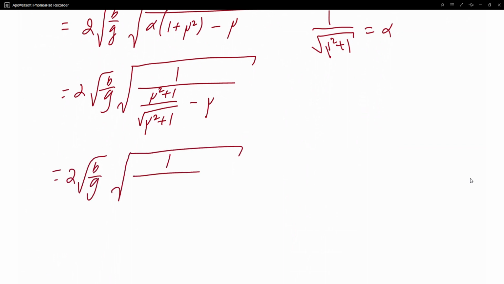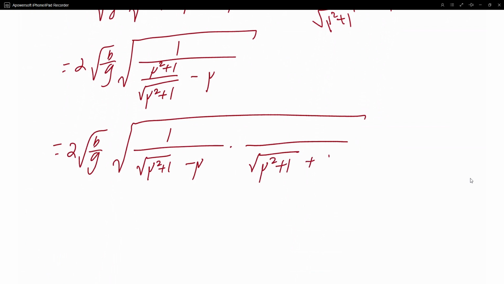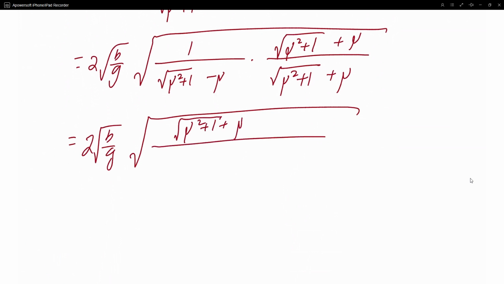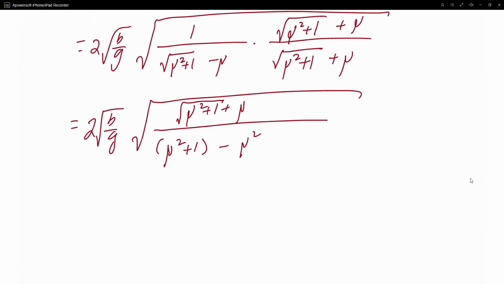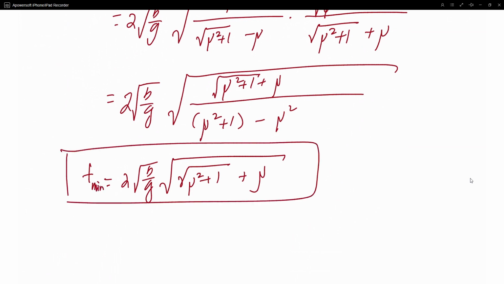We're really close to the solution here. Lastly, let's rationalize the denominator. Because if you notice, we have a treat that's waiting for us. It's going to be a squared minus b squared, which is simply 1. Here we have it, the expression for T minimum.